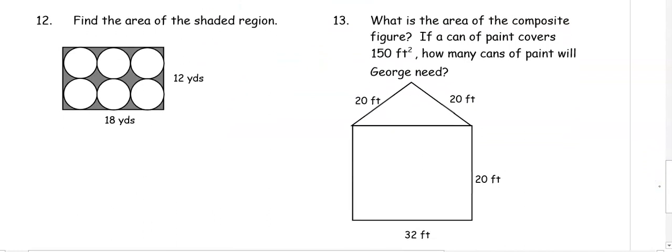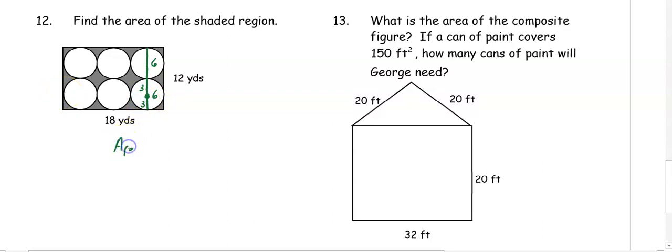Number 12, find the area of the shaded region. So in this case, we have a rectangle with 6 circles inside it. If we draw 2 diameters in it going up and down, because there's 2 diameters that make a length of 12, that means each diameter is going to be 6. So when we split that diameter of 6 in half, we get a radius of 3 and 3. So that means all circles have the same radius.